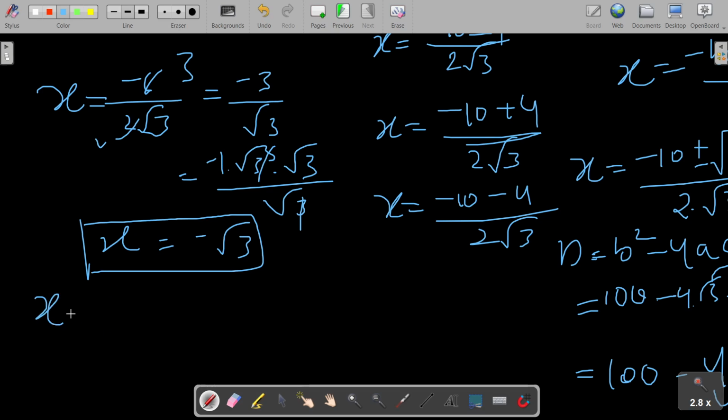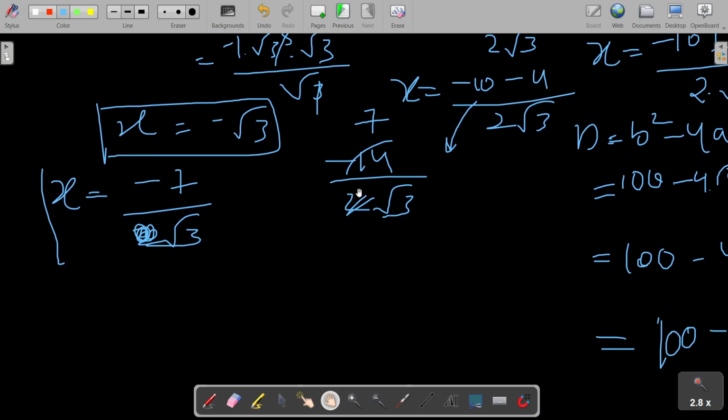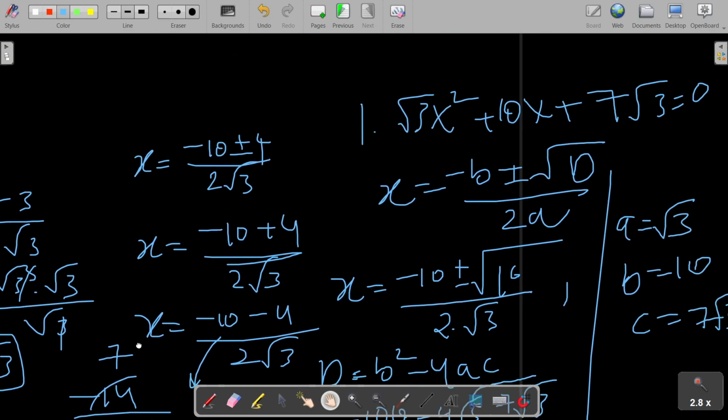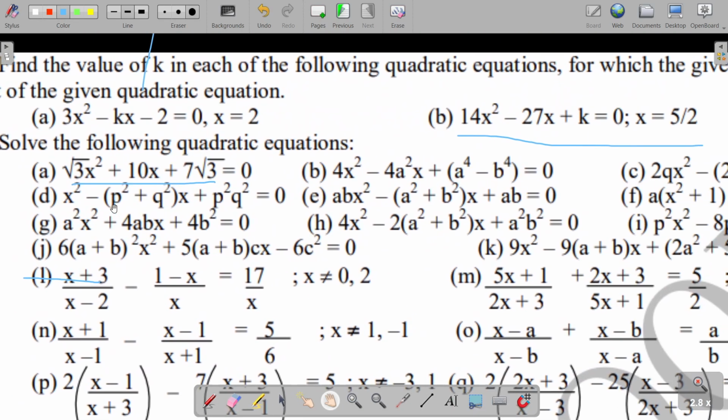So x is equal to negative root 3. And the second solution is minus 14 over 2 root 3. Sorry, minus 14 over 2 root 3, and if we cancel out, this becomes minus 7 over root 3. So for this equation, we have these two x values which satisfy it.